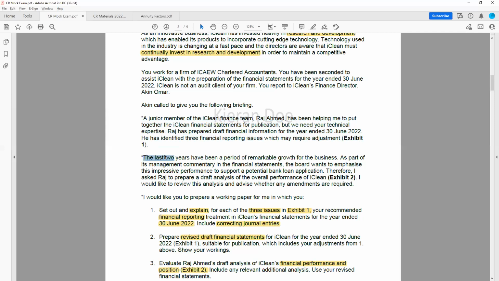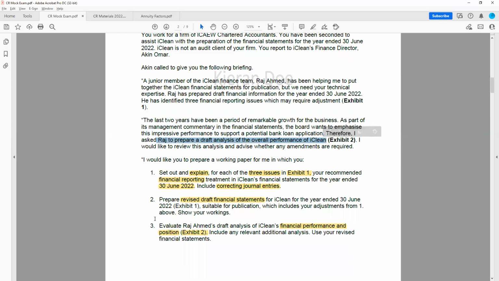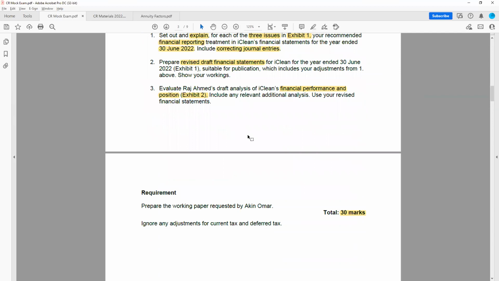Then we're told the last 2 years have been a period of remarkable growth. As part of the management commentary in the financial statements, so the part which goes in the annual report where the directors explain how the business has performed, so you can see it's telling us about this. They want to emphasize the impressive performance to support a bank loan application. Raj has done the draft analysis. We know this is for this part of the requirement. We're focusing on this bit first of all. So I'll probably just leave that for now, just maybe briefly skim it to make sure there's nothing important there. But clearly this relates to this part of the requirement. And we said it's best to tackle these bits first of all.